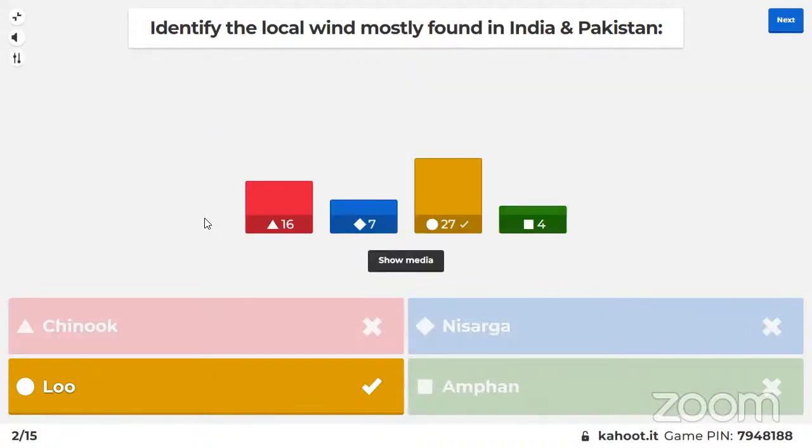All right. What is the local wind mostly found in India and Pakistan? That is blue. Blue is the dry wind, which is usually a seasonal wind occurring in the India and Pakistan region, the western part of India. Moving on to the scoreboard again.